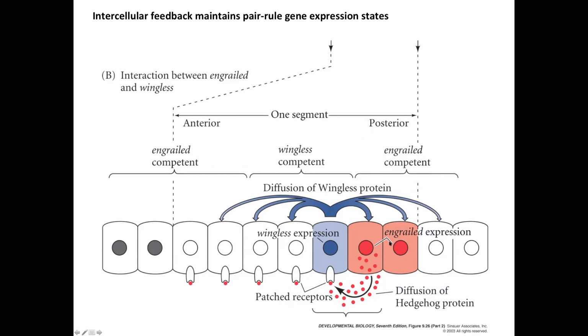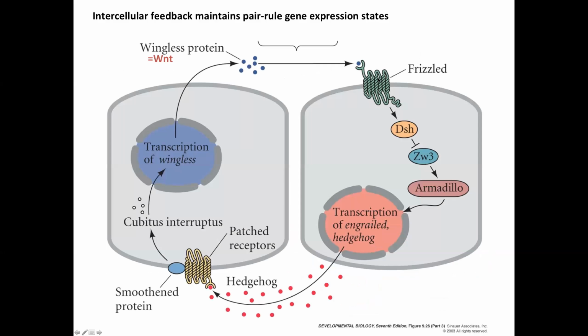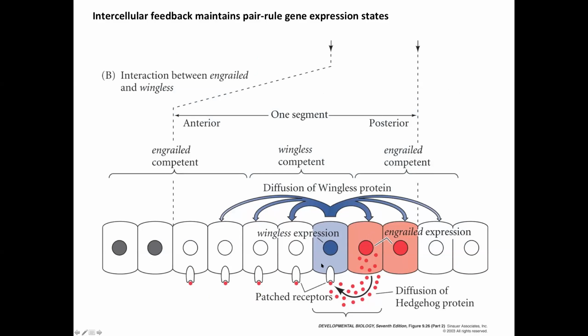Now, when wingless is sensed by the engrailed producing cells through its receptor, it will activate the transcription of engrailed. So this further reinforces engrailed expression. So if wingless is lost, engrailed expression will be reduced. Even though Fushi tarazu will be there, once the pair rule genes are gone, this wingless expression keeps it going, and this compartment boundary will be respected. You can imagine that the pair rule gene expression will be lost over time.